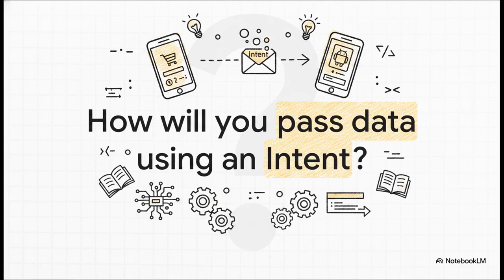So, as you head into the lab today, I am leaving you with one big puzzle to solve. You know how to use an intent to open a new screen, but how exactly are you going to attach that extra product data, the item name and the quantity, to your intent so the second screen actually knows what was bought? Check your reference materials, play around with the code, and good luck.